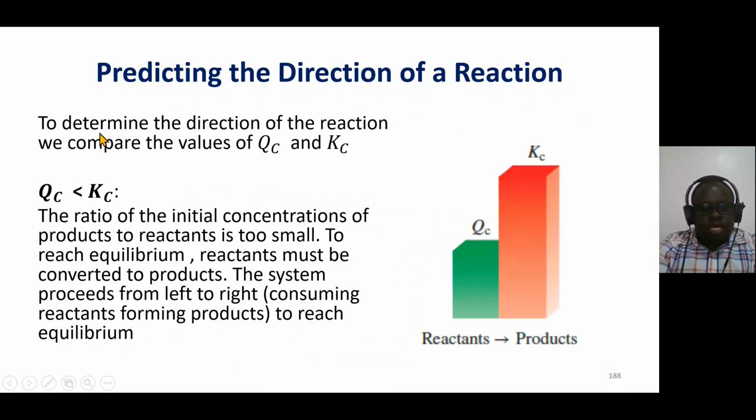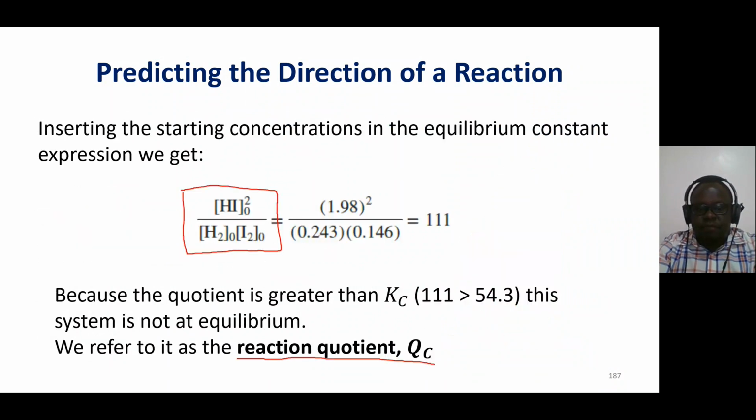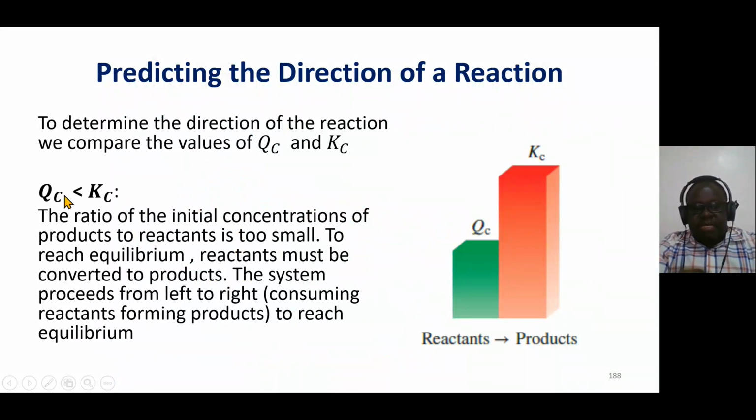So here we consider three cases. We consider a case where Qc is less than Kc. That is the quotient that we have talked about here. If it is less than Kc, it tells us that the ratio of the initial concentrations of products to reactants is too small.